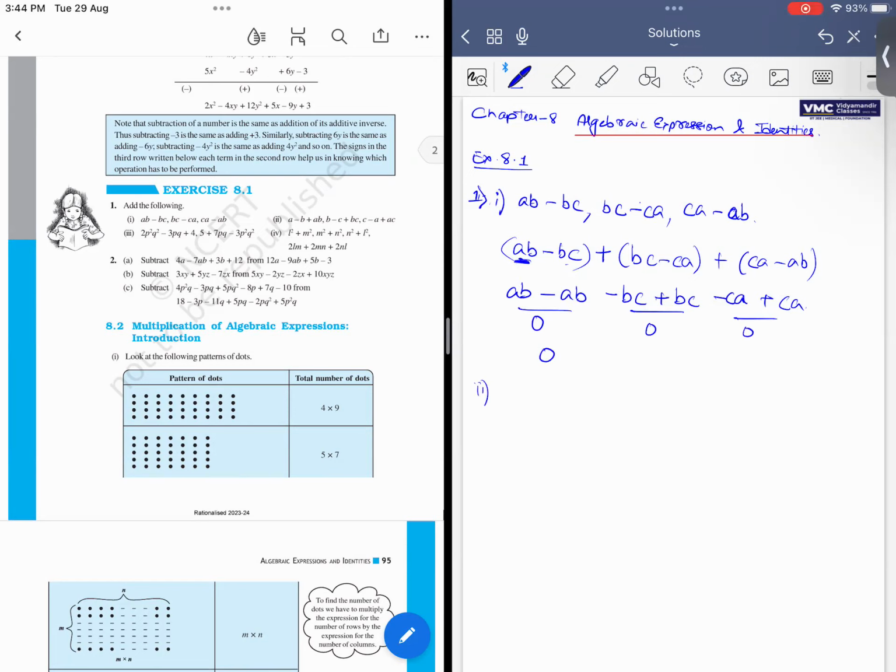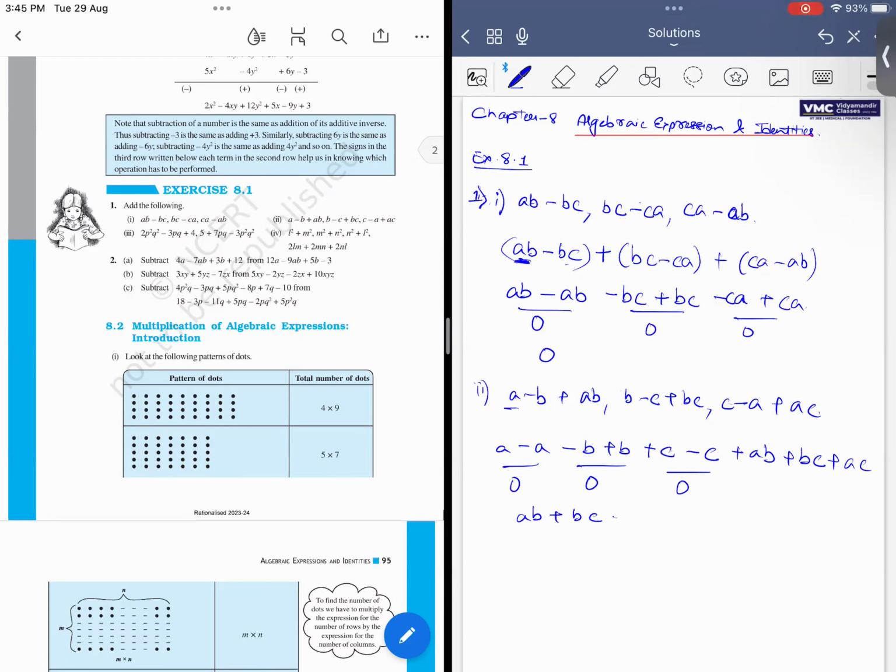Next, second one, A minus B plus AB, minus B minus C plus BC, comma, C minus A plus AC. Now again, look for the like terms. So A and minus A, right? Minus B plus B, then plus C and minus C. Again for AB plus BC plus AC. Now minus A plus A gets cancelled, minus B plus B gets cancelled, plus C minus C gets cancelled. The only thing left is AB plus BC plus AC.